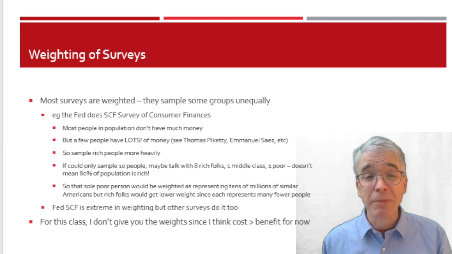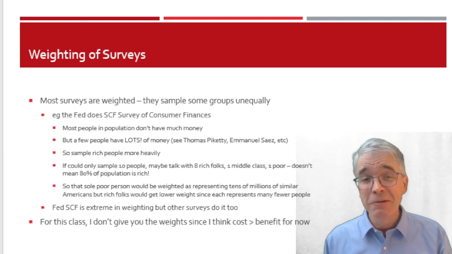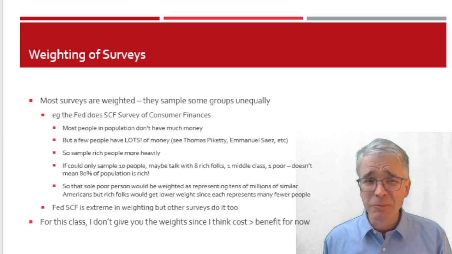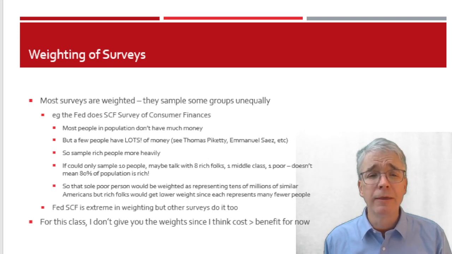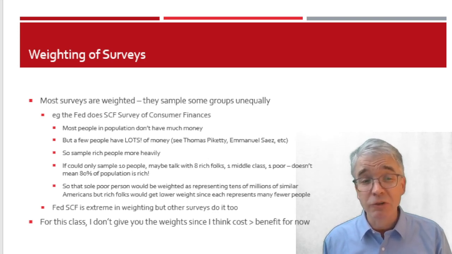If I could sample only 10 people, then it might make sense to talk with 8 rich people, maybe 1 middle-class person and 1 poor person. That'd be one way of getting a sense of what folks do with their money. But that doesn't mean that 80% of the population is rich. It just means that I wanted to talk with 8 people that actually have a lot of money to do stuff with, and figure out what they are doing with their money. In that sample of 10, that 1 poor person that I check in with would be weighted as if they're representing tens of millions of similar Americans. The rich folk would get a lower weight because each one represents many fewer people. The Fed Survey of Consumer Finances has extreme weighting issues, but every other survey does that as well.